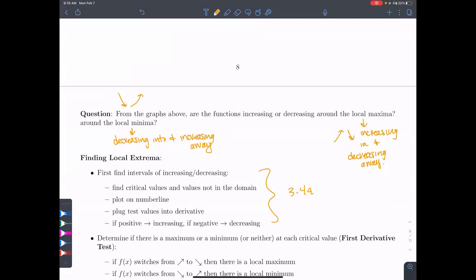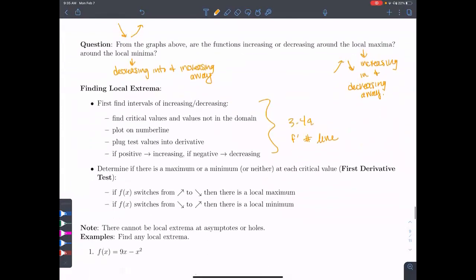So this is what we did. This is our f prime number line that has the critical values on it. So to determine if it's a max or a min at those things, you are doing what is called the first derivative test. You're looking at that first derivative. So if you have something like this, you have plus, minus, plus after you do this, right? So this is increasing into the point, decreasing away. This is decreasing into it and increasing away. So this would be a maximum and this would be a minimum.